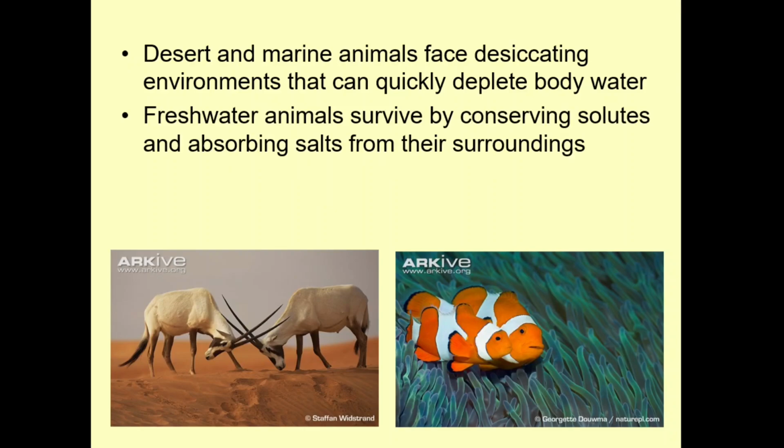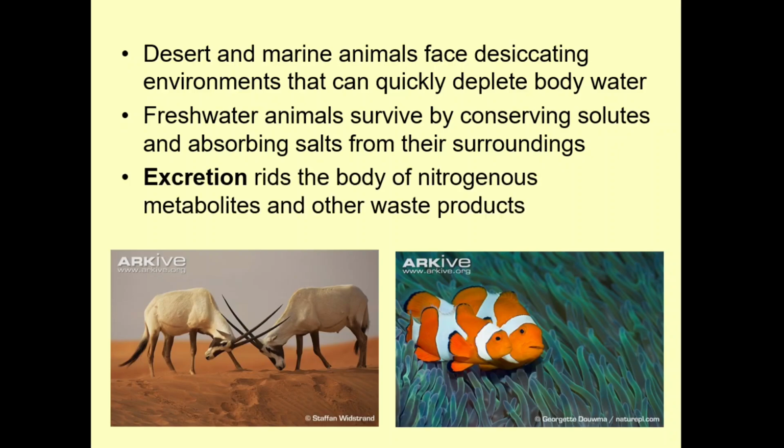Freshwater animals, so if instead of looking at a clownfish, we were looking at, say, a freshwater trout, they will have the opposite problem. Because now the inside of the fish is actually hypertonic in relation to the water they're living in, so they have a higher solute concentration in their tissues. They are constantly at risk of gaining too much water through osmosis, but also losing solutes via diffusion.